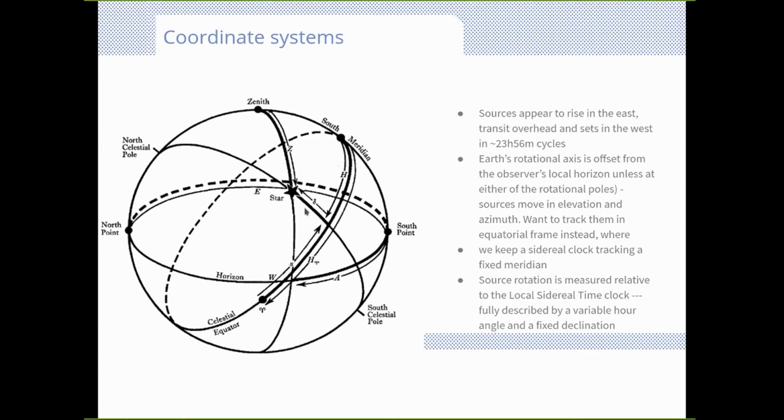But if you're anywhere else on the planet, then your horizon, so the observer's horizon, indicated here, is going to be slightly offset from the celestial horizon, so the rotational horizon of the planet. So we can go from the right ascension and the declination angles to the azimuth and the apparent elevation angles as a function of time if we know the observer's latitude.